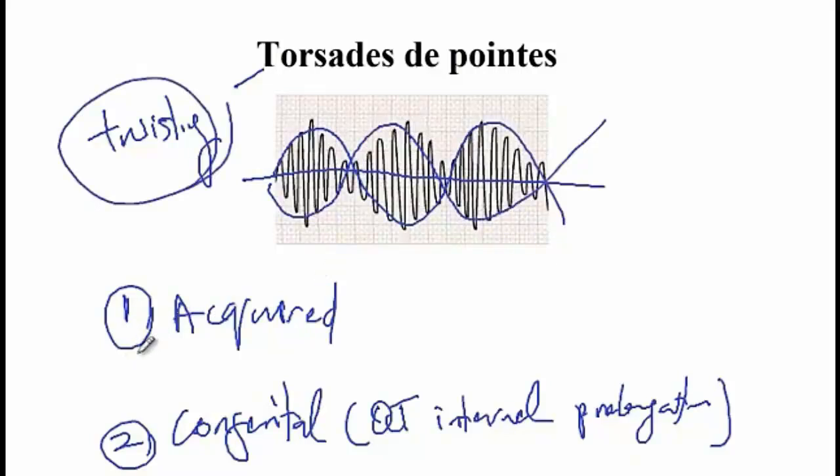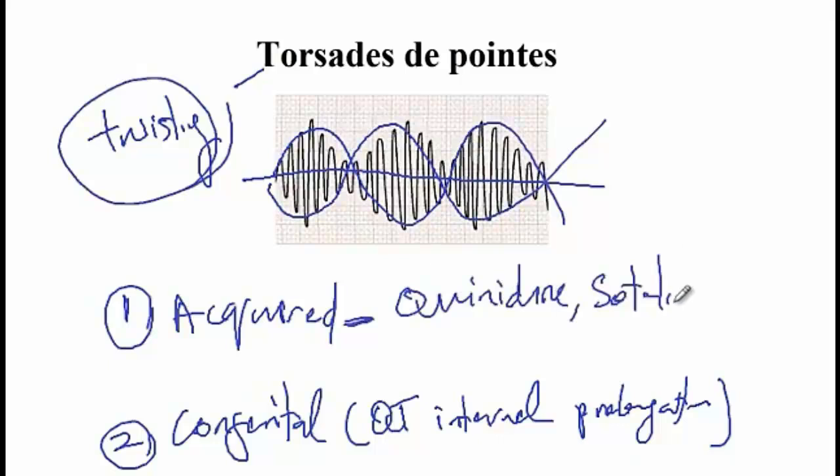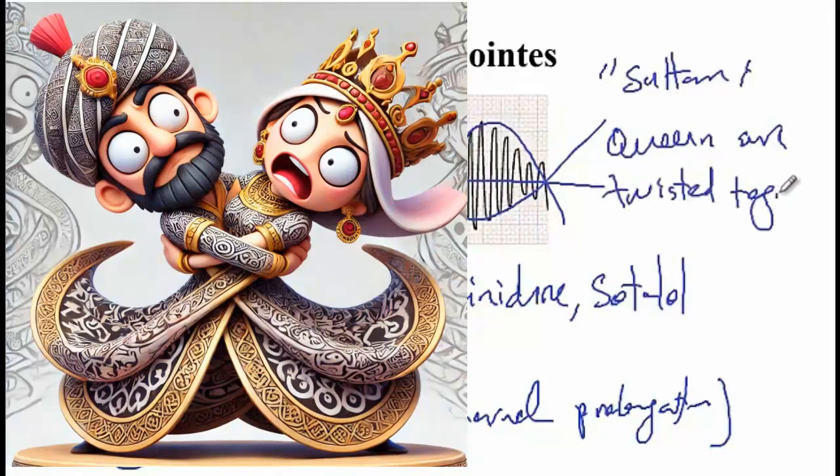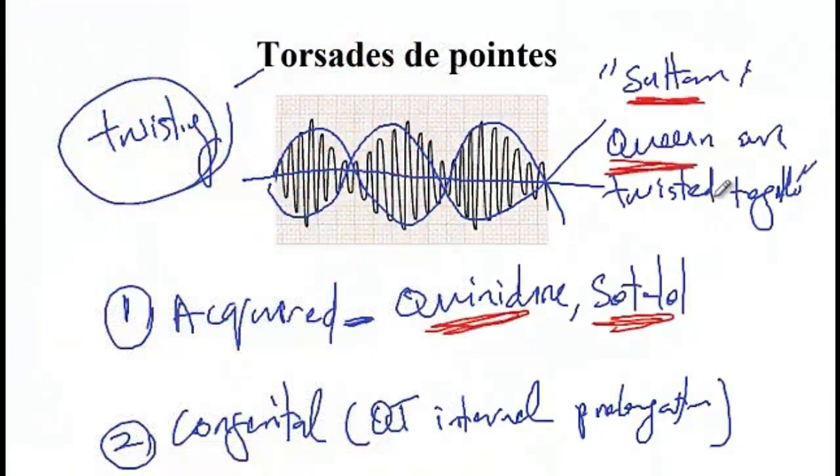And then the acquired causes include medications, the two common causes of which are quinidine and sotalol. In about 1.5% of patients taking quinidine, they can develop torsades, and in about 2 to 4% of patients that are taking sotalol. So these two drugs are commonly associated with torsades. And the mnemonic that you can use is that sultan and queen are twisted together. So sultan goes for sotalol, queen goes for quinidine, and twisted goes for torsades that we have right here.